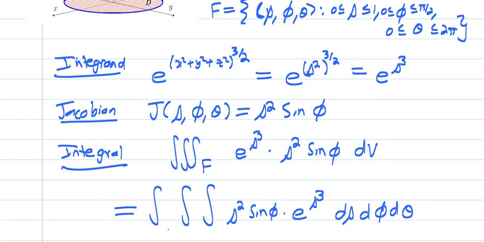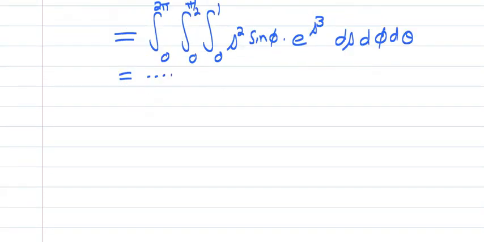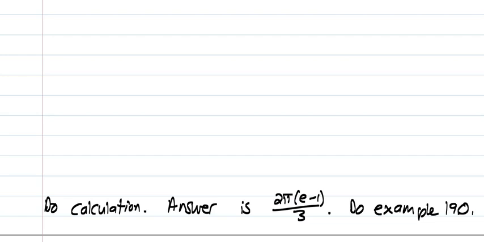We set the theta values ranges from 0 to 2 pi. Phi ranges from 0 to pi over 2 because you only have points above the xy plane, and rho is from 0 to 1. So using spherical coordinates, we've transformed the triple integral in rectangular coordinates to a triple integral using spherical coordinates with this order d rho, d phi, d theta. Now this calculation is doable, so please give it a go. And if you do the calculation, you will get an answer of 2 pi times (e minus 1) over 3.